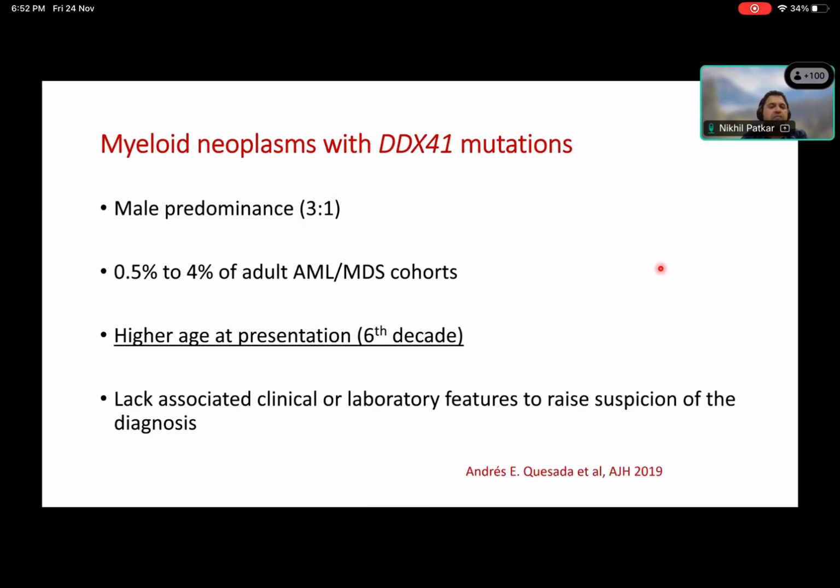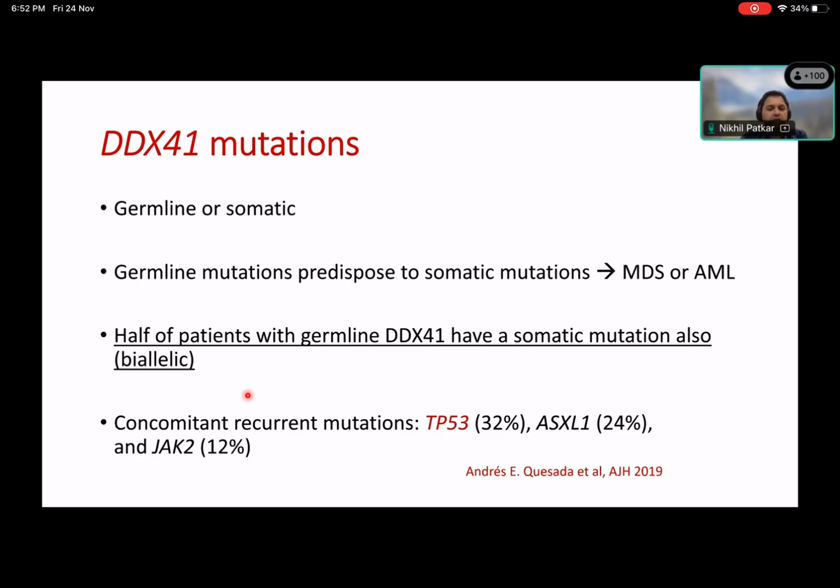We have now seen approximately 15 or 20 of such patients. They have male predominance, predominantly present in the 6th decade of life, and they present with AML as well as MDS, and they don't have any other history or features to raise suspicion of this diagnosis. Almost half of the patients have multiple DDX41 mutations. So these are patients who have a somatic mutation as well as a germline mutation in DDX41, and they can have other mutations such as TP53, ASXL1, and JAK2 as seen in our case.